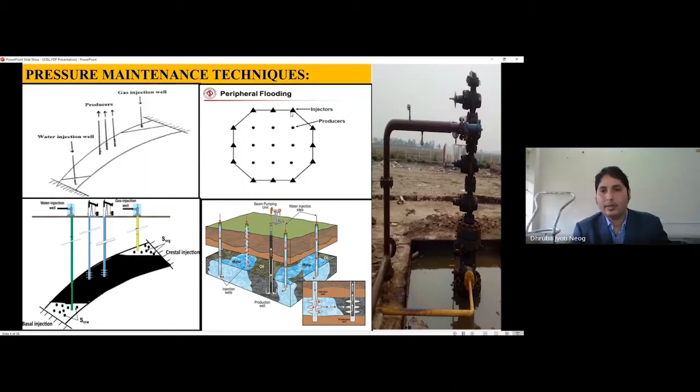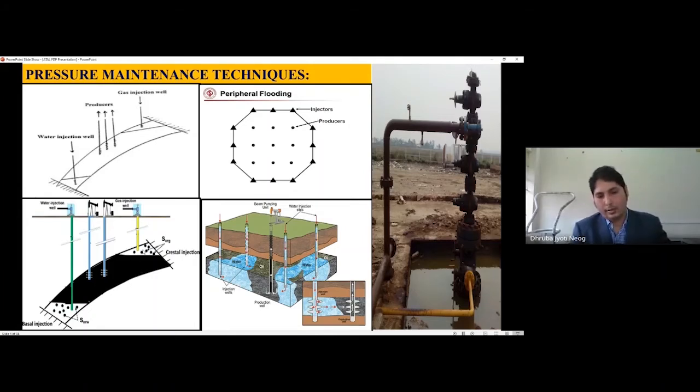In another method, called peripheral flooding, whenever there is good connectivity in the reservoir and less heterogeneity, as a part of the secondary recovery methods, injection wells are drilled at the periphery of the field, so that the fluid can flow uniformly towards the producing well. And the third method is the combination method.